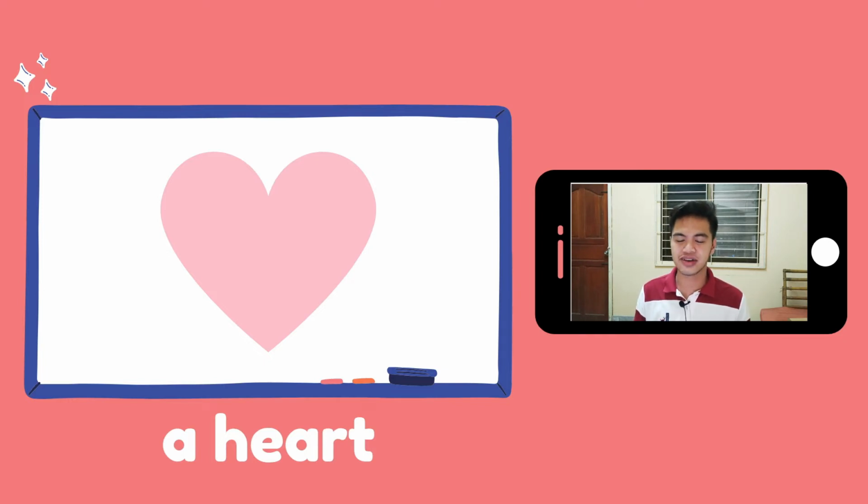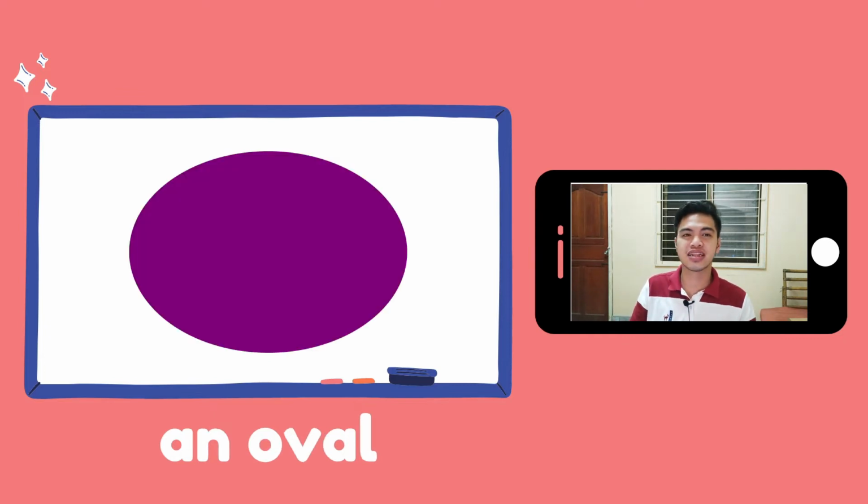It's a heart. Okay, say a heart. Alright, it's a heart. We usually see this shape during Valentine's Day or Valentine's celebration. The shape looks like this. Can you show me a shape of a heart? Okay, very good, kids. So now let's go to the next one.